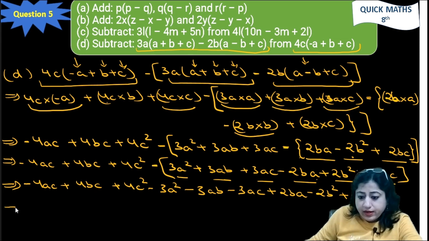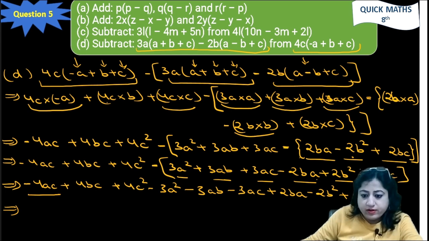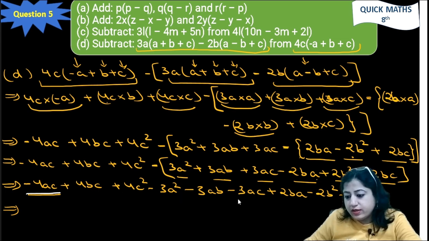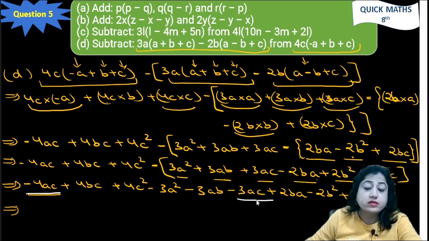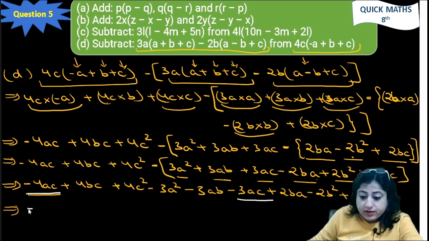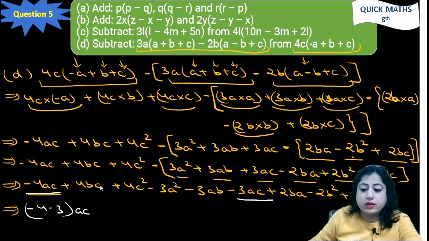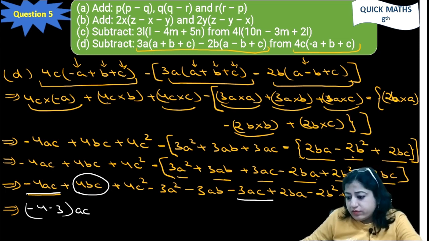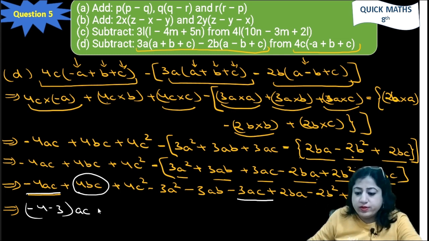Now we will find out the like terms. First of all, ac. It's 4ac. I am using the white pen, white color. It is 4ac. Now again ac, ac, ac. This one is ac. So it will be minus 3 minus 4, minus 3 minus 4 along with ac. Now bc. This one is bc and this one is bc. These two are bc. Now 4bc plus 2bc. It's very simple. It will be 6bc.